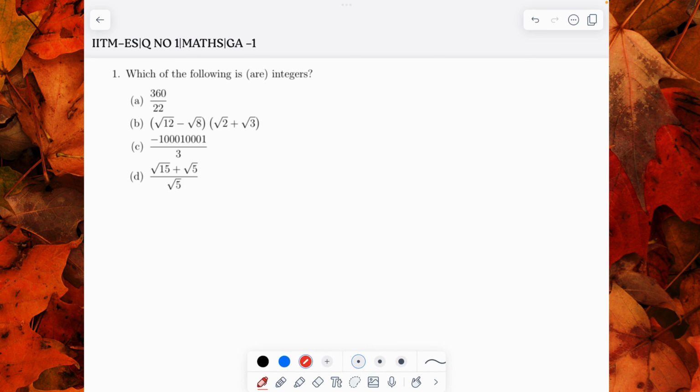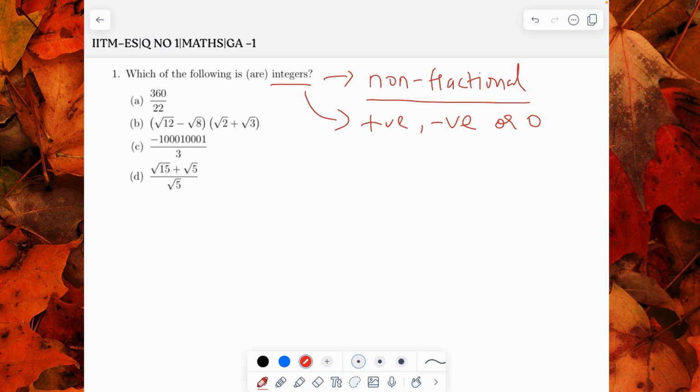By the by, we should know what integers are. Integers are nothing but non-fractional numbers. They can be positive, negative, or even 0. But the only condition is that they should be non-fractional. Non-fractional means there should not be any fractions. Alright. Now let us see.